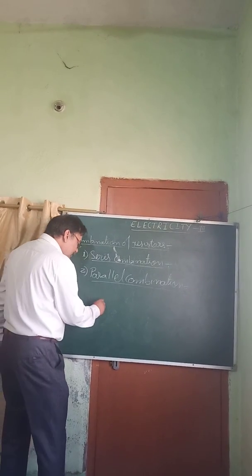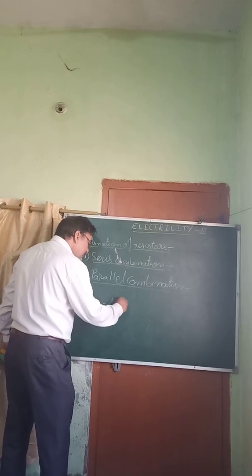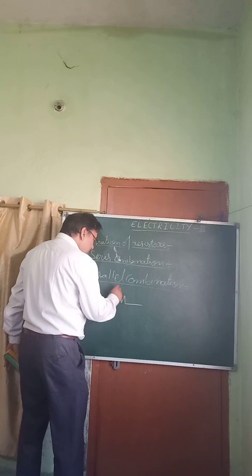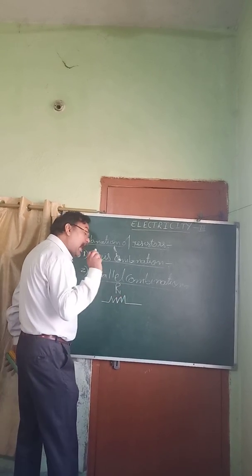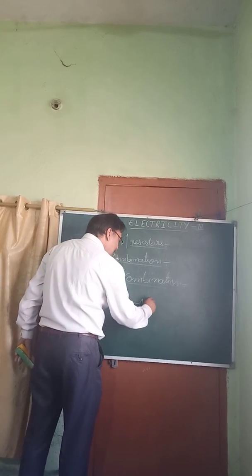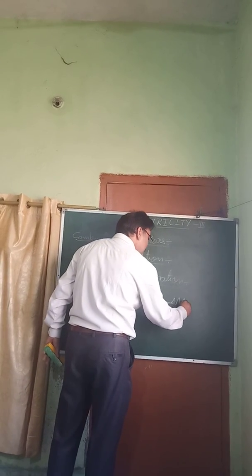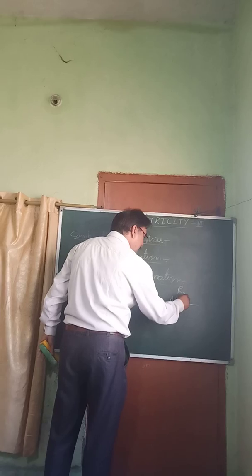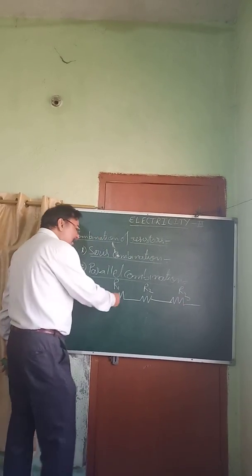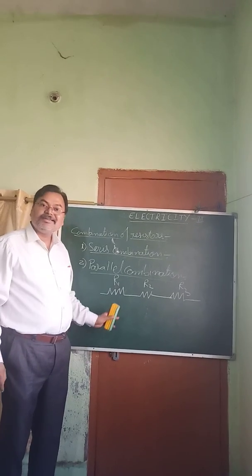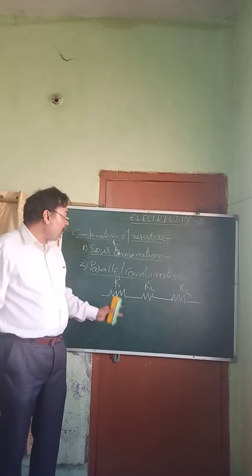See, the symbol for the resistor is this one. This is the symbol for a resistor. Suppose this is a resistor having a resistance R1. This is another resistor having a resistance R2. This is another resistor having a resistance R3. And they are connected end to end. Then they are said to be in series combination, when they are connected end to end.